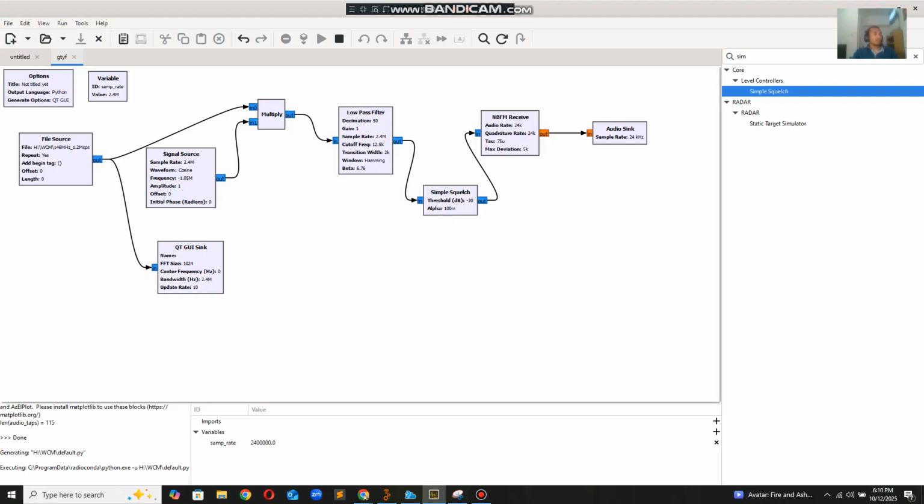What is the actual audio we are supposed to recover? It's taking a long time to run.